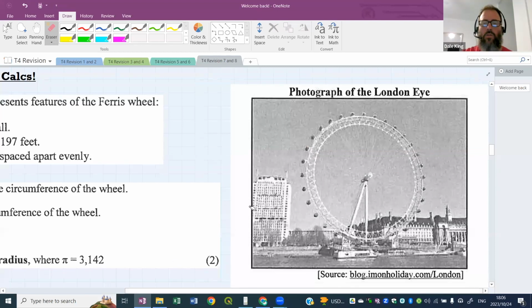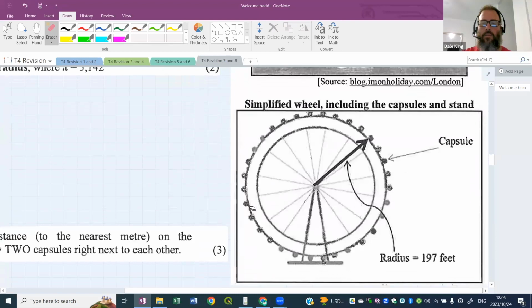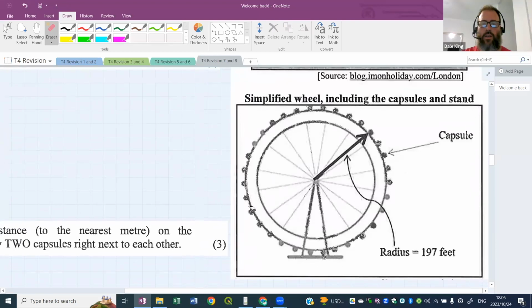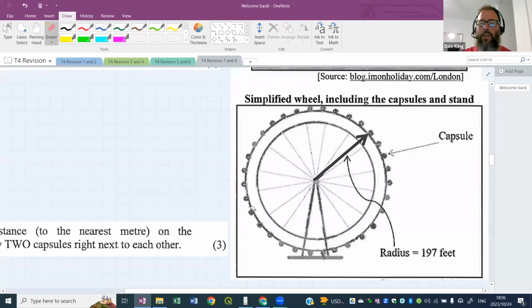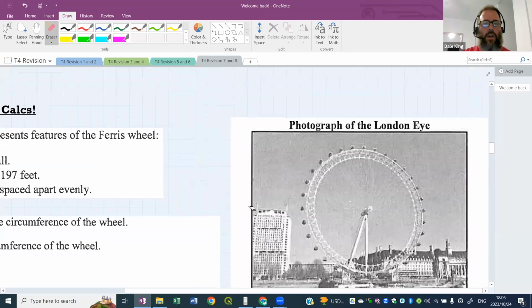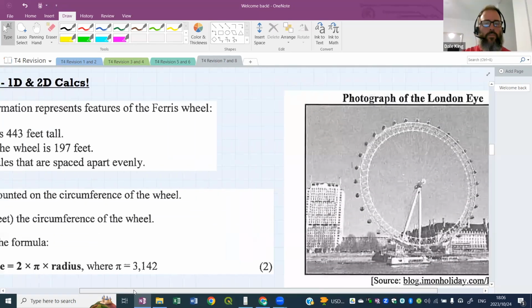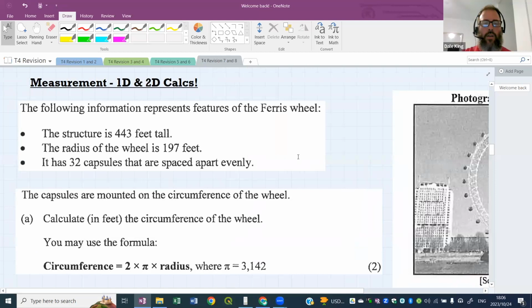If I scroll down a little bit, there is a diagram with information on it. So it's a wheel with capsules on it and a radius of 197 feet. So that's the scenario. Let's see what questions they have for us.